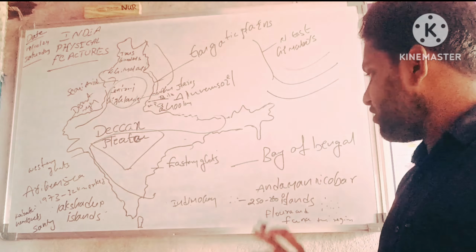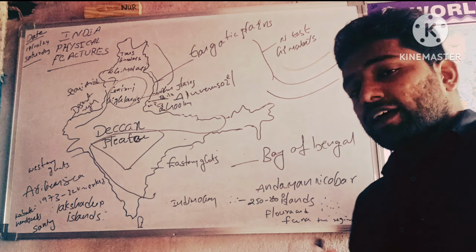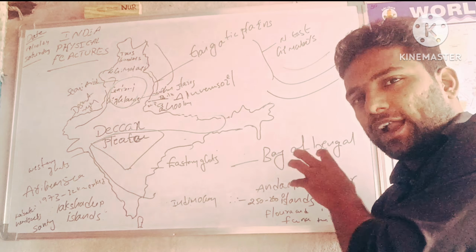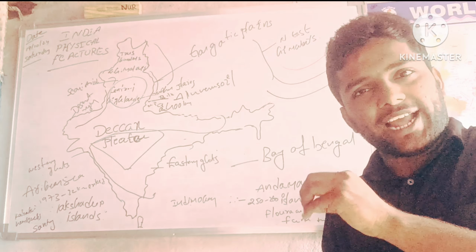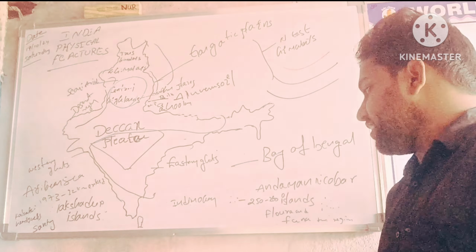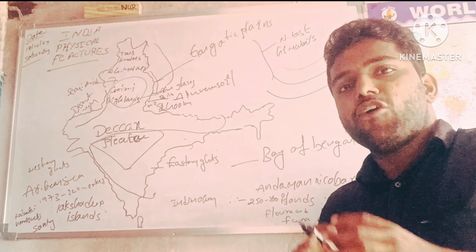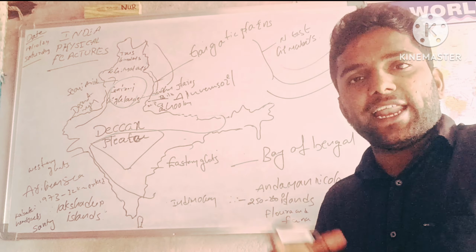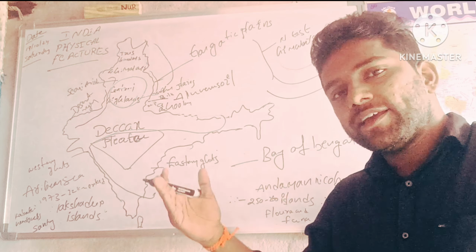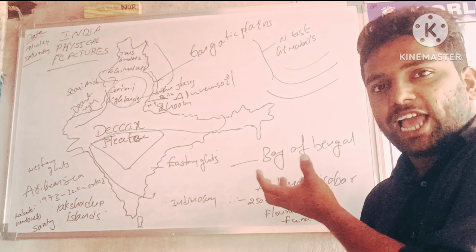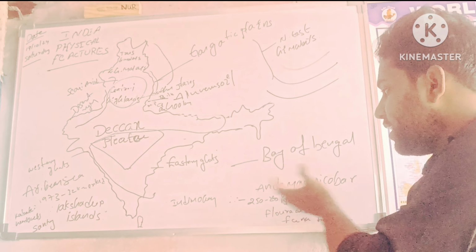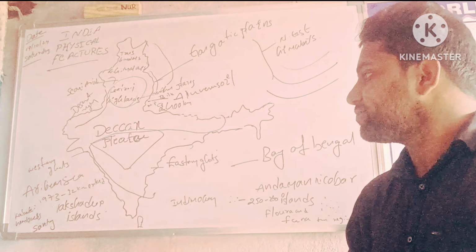On the eastern side we focus on the Andaman and Nicobar Islands. In this region there are about 250 to 260 islands. They have beautiful flora and fauna, meaning animals and plants. There are wonderful locations, and volcanic activity has also happened in the Andaman and Nicobar Islands.